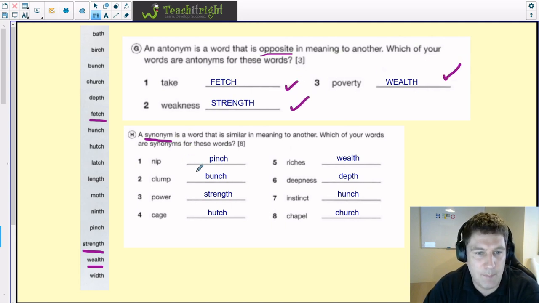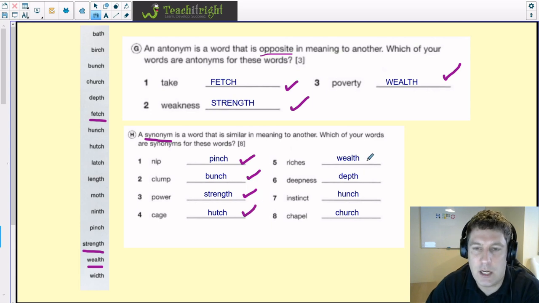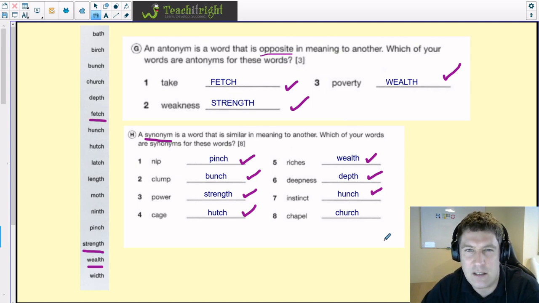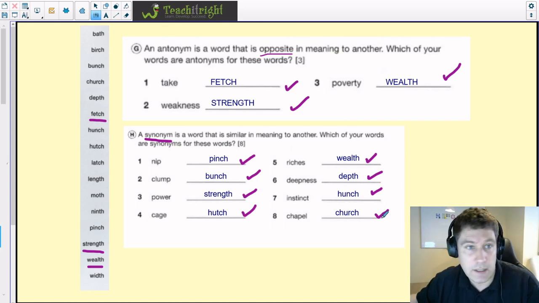Then we've got a synonym of the word that is similar to the one on the left hand side. So we've got nip and pinch, clump and bunch together, strength and power, a hutch like a rabbit hutch. Wealth and riches, depth, hunch. That's a good word. If you have a hunch, you have an instinct. I've got a hunch of something. And then we've got church. So again, well done if you got those right.